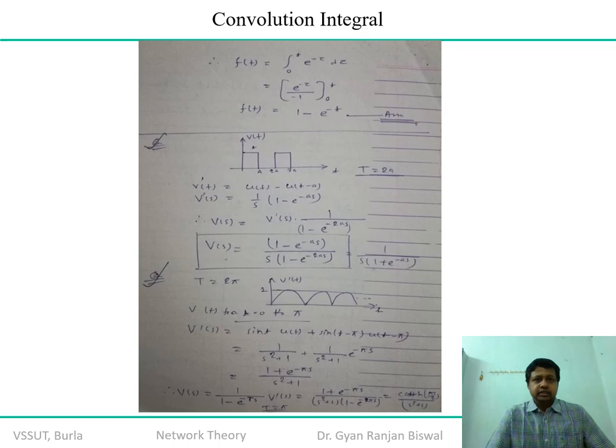Like in this case we have demonstrated e raised to minus tau, so the ultimate response you are getting is 1 minus e raised to minus tau. So 1 is the DC value, minus e raised to minus tau. So you can plot that particular response. It's a very interesting thing. I would advise you that you should plot these kinds of responses.